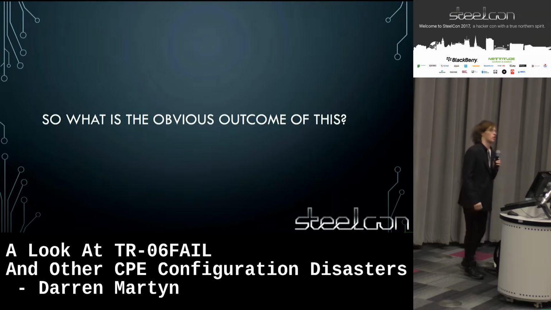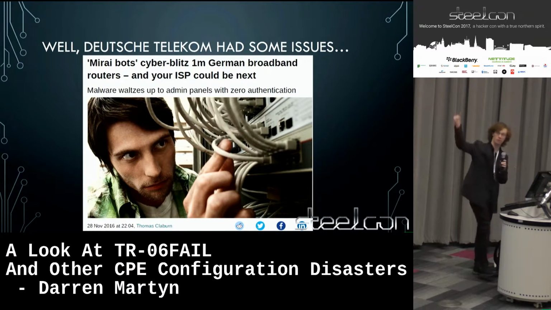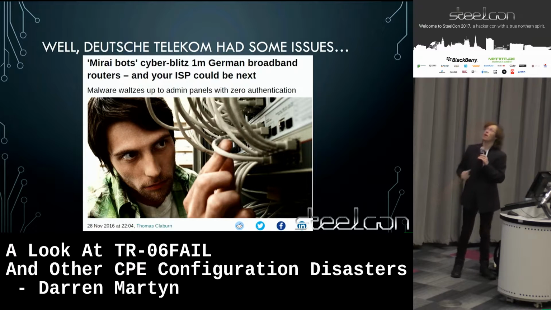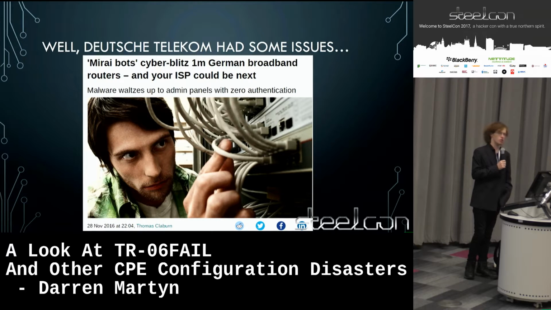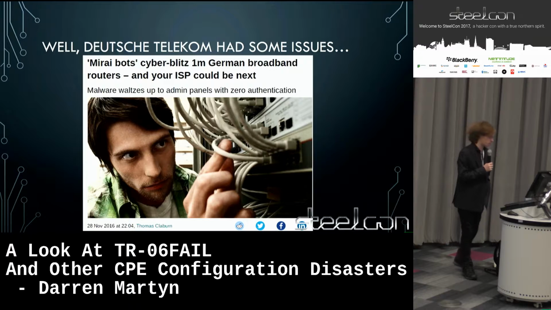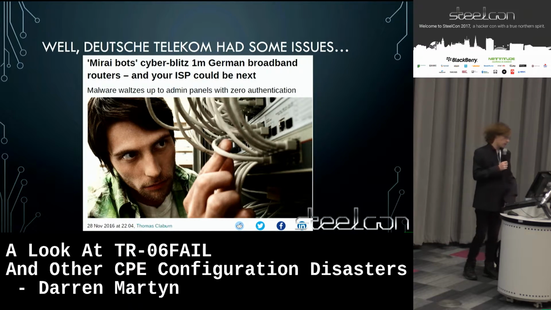So, obvious outcome is everything's fucked. How fucked? This happened. If you remember around December this year, Deutsche Telekom fell over, and 1 million customers were knocked offline. It got completely wrecked. And I've no idea why the man is poking a thing in a switch there, but the Reg picked great pictures because the Reg are great. But yeah, they got hit because of this.